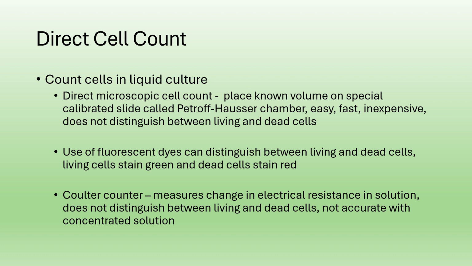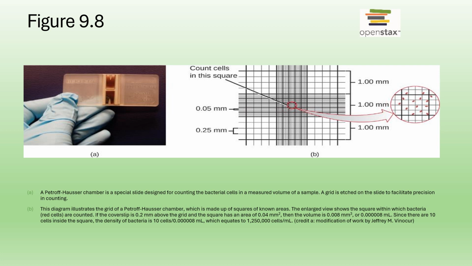You can use fluorescent dyes, which will then distinguish between living and dead cells. Typically, with the dyes that you use, the living cells are going to stain green, and the dead cells will stain red. You can use what's known as a Coulter counter. This measures changes in electrical resistance in a solution. Once again, it will not distinguish between living and dead cells. And if it's a very concentrated solution, it's not going to work well. It's not going to be very accurate. It needs to be a diluted sample.